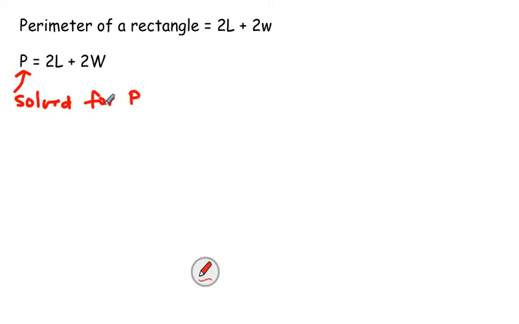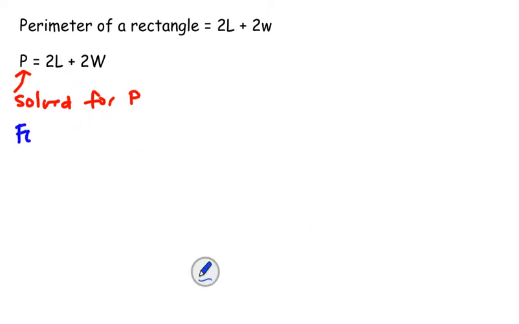But what if we wanted to solve it for W? Or what if we wanted to solve it for L? That means we have to rearrange the formula so it doesn't say P equals, it would say W equals or L equals.